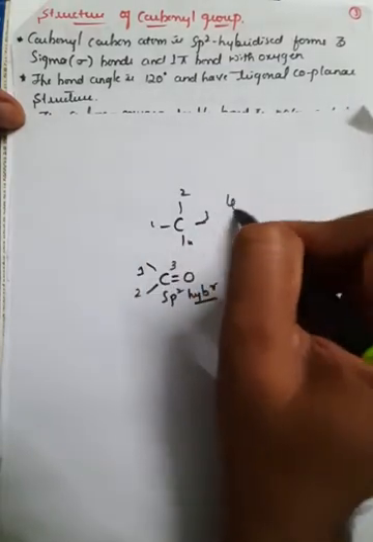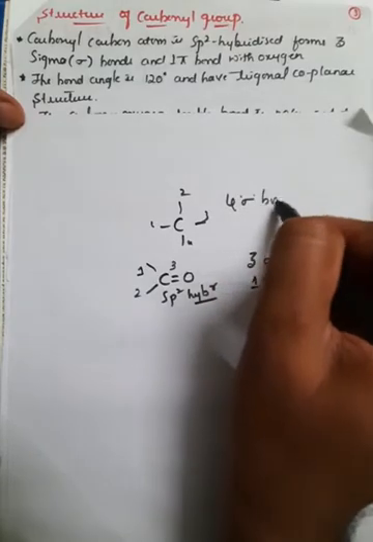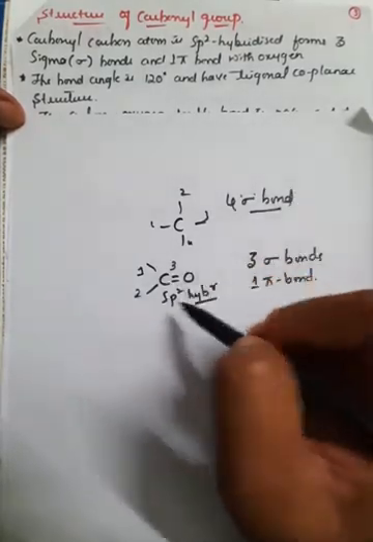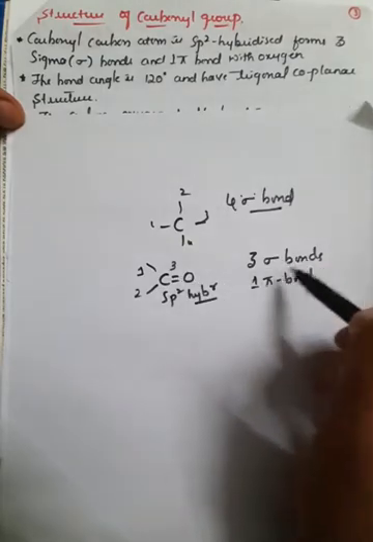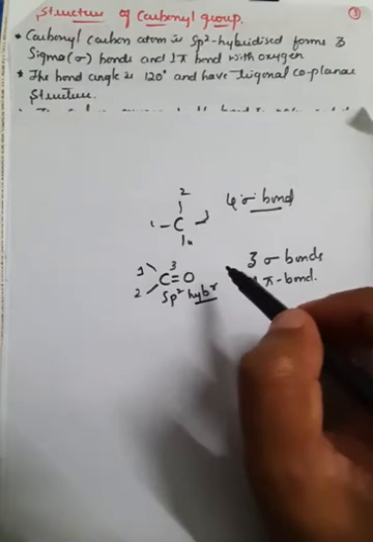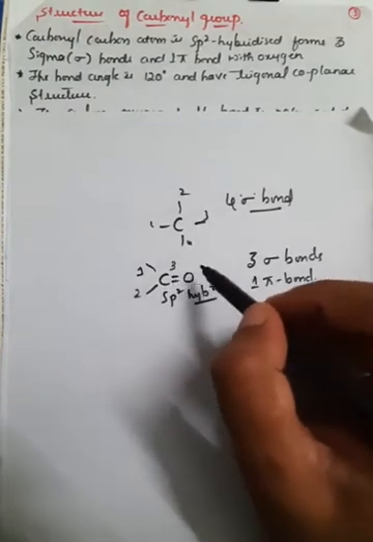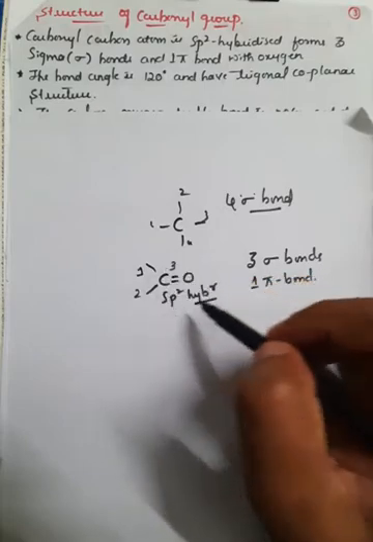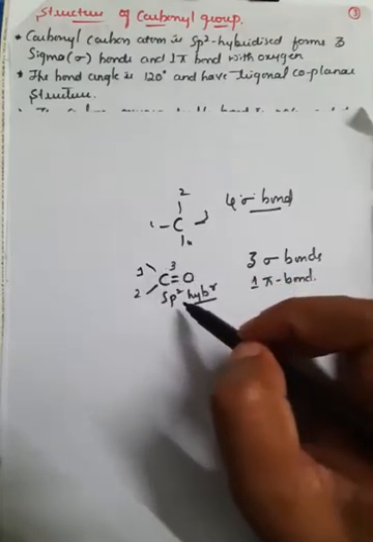Here I can call it as 4 sigma bonds. Always remember, the single bonds are always sigma bonds, and if it consists of a double bond, one will be a sigma bond and the other will be a pi bond, right? So here if you observe, the carbon which is double bonded with oxygen is having 1 sigma bond as well as 1 pi bond. Therefore in the carbonyl group, the carbon is sp2 hybridized.